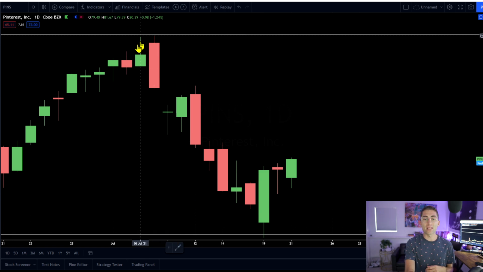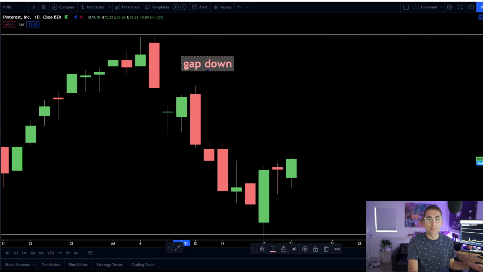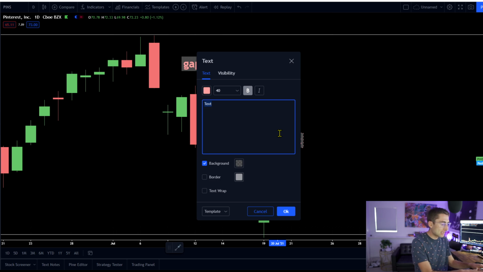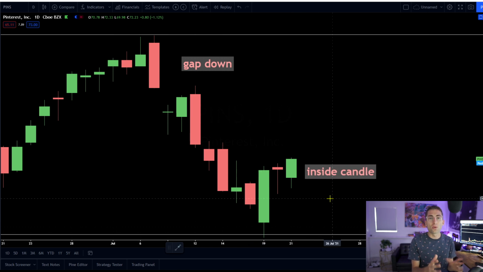Here's another one right here. The very next day we saw a gap down. So there's two scenarios on this one chart that I really want to point out. We do have the gap down scenario. The very next day we could gap down. We do have the inside candle scenario. I want to point that out too. The very next day we could trade inside. Both are great ways to get in.